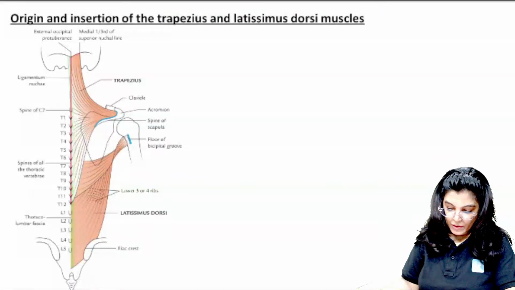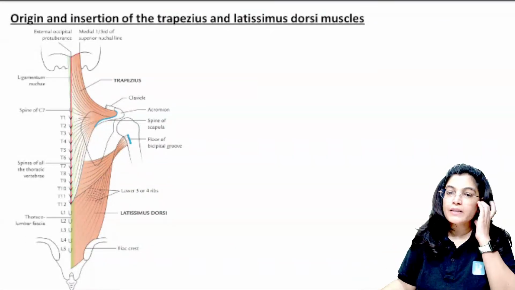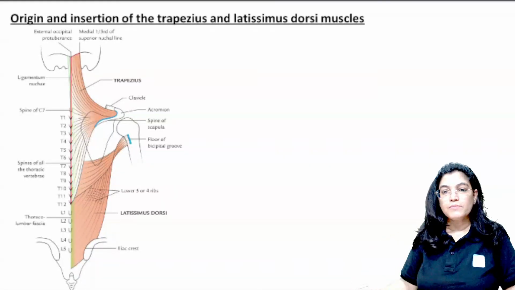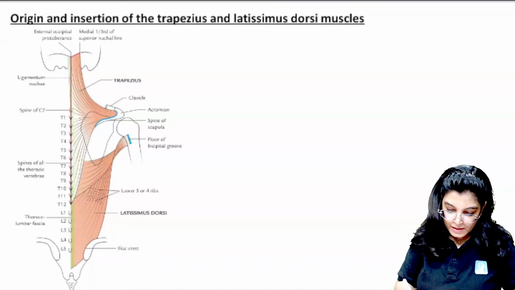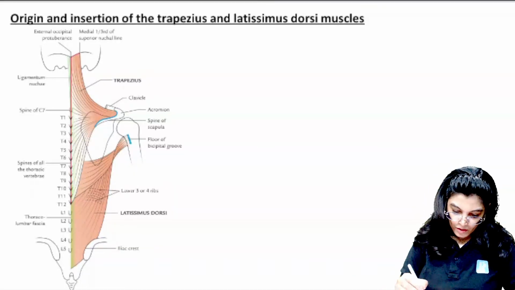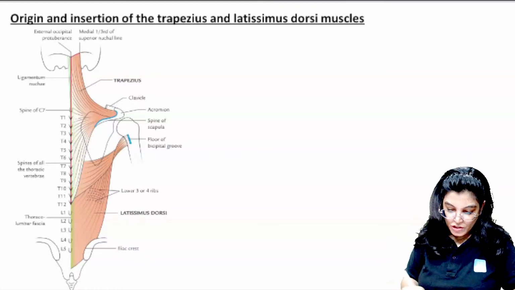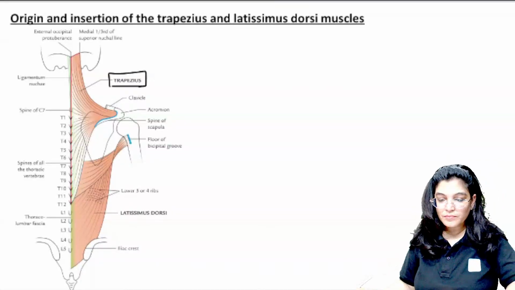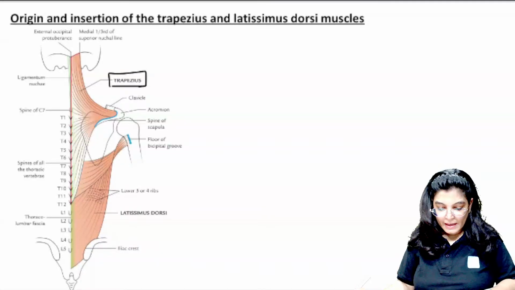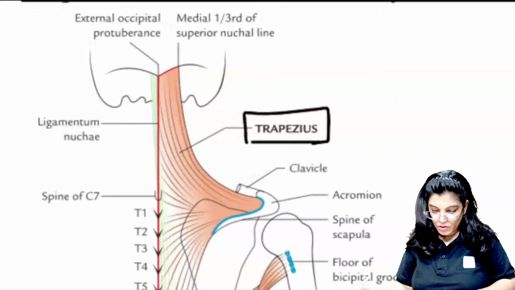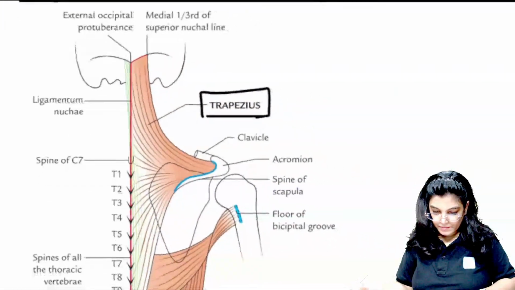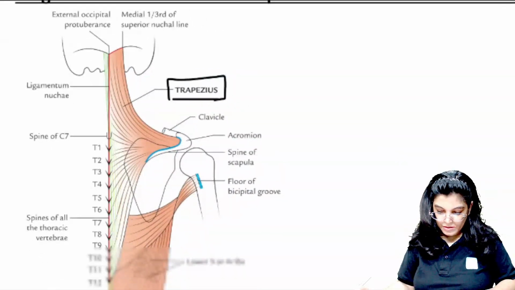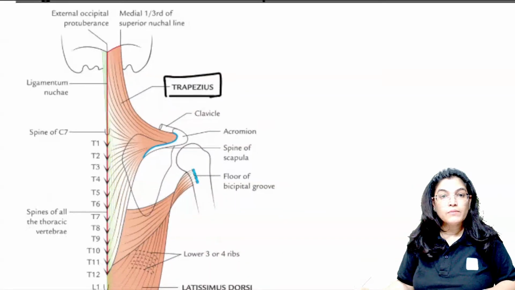The first muscle which I want to explain is the trapezius. This is a schematic diagram in which you can appreciate the attachments of the trapezius and the latissimus dorsi muscle. So let's see this. Let me just enlarge this image. Is it okay? Clear, my dear students?